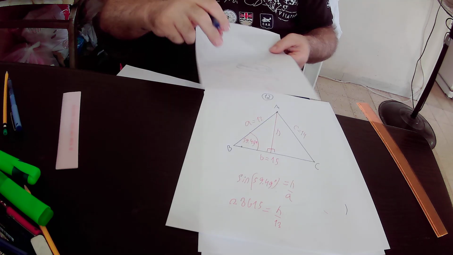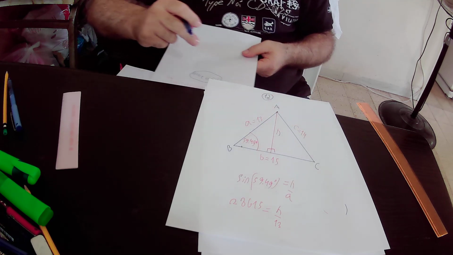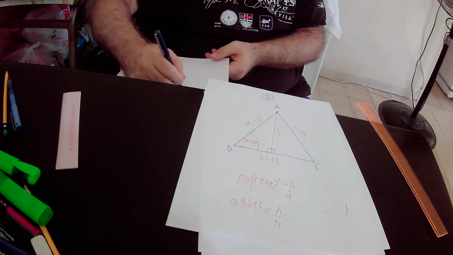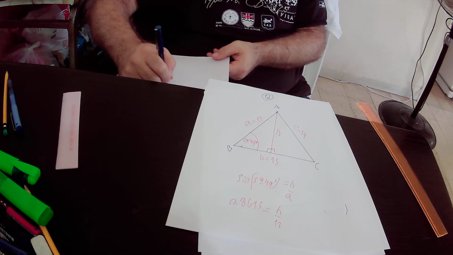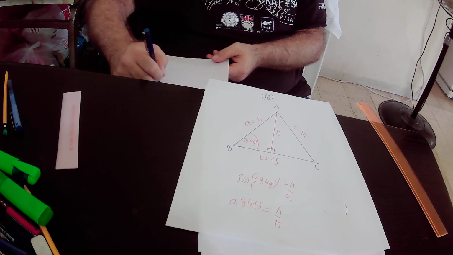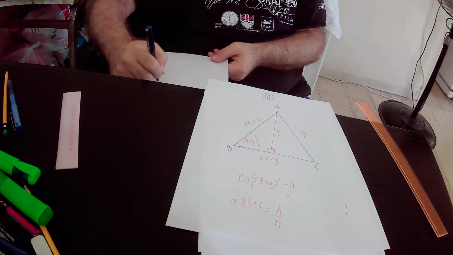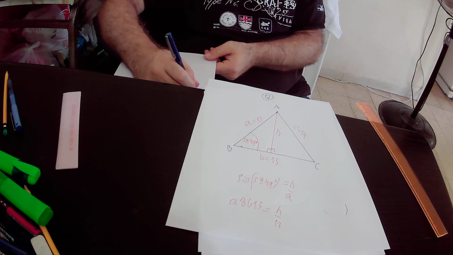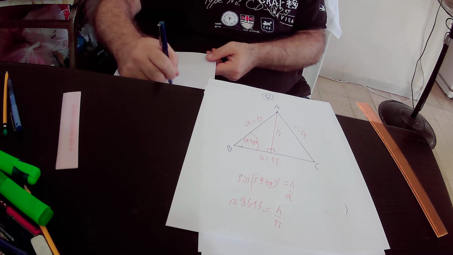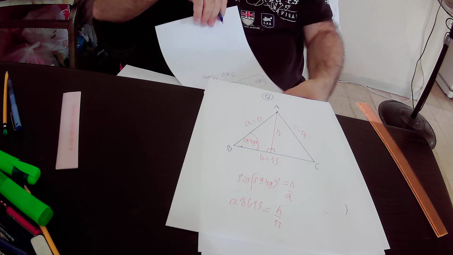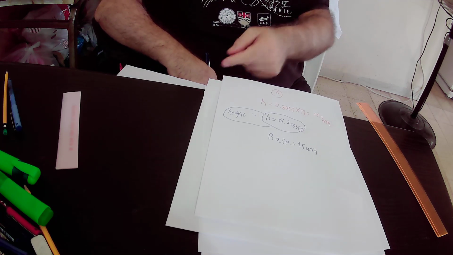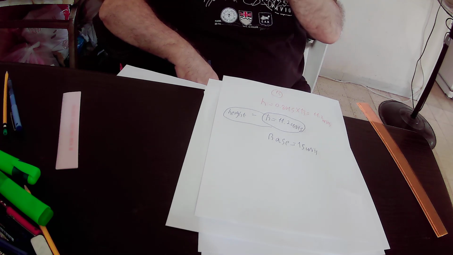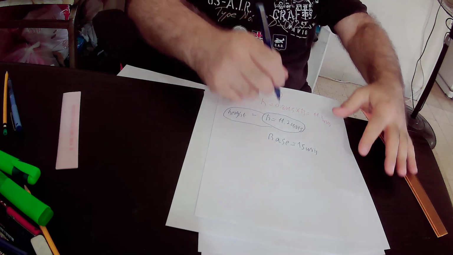When the base B equals 15 units, and the height of triangle ABC equals 11.2 units, and the base equals 15 units.